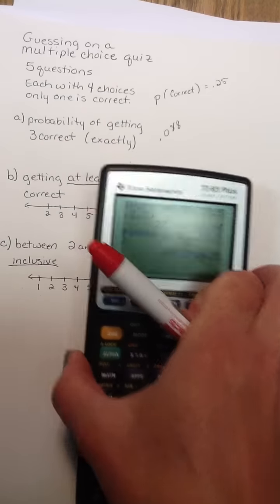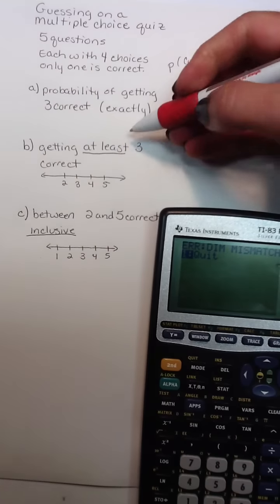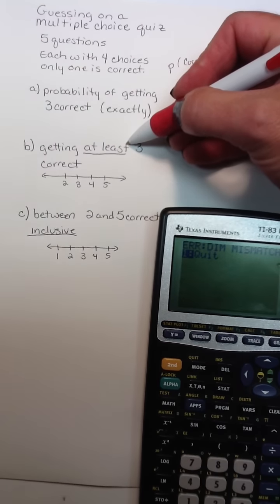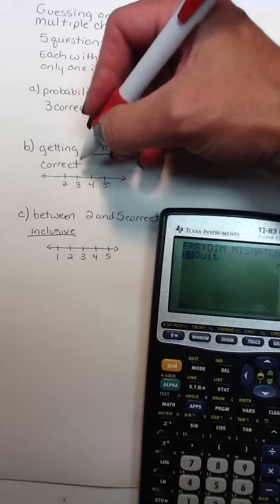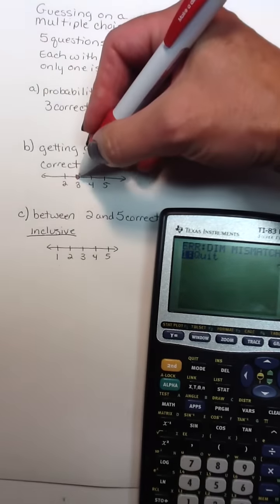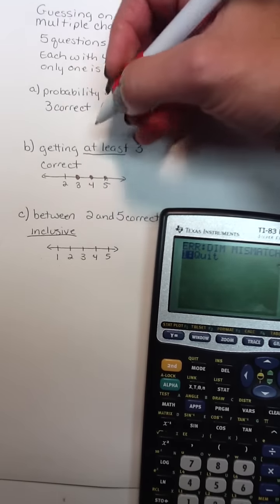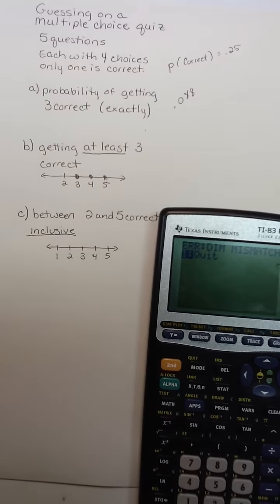Now, the next one, probability of getting at least 3 correct. You got to watch these words because they can really trip you up. If you're talking at least 3 correct, that means that 3 would be okay. At least 3 would include 3, it would include 4, and it would include 5. The only ones it doesn't include is 2 or below.